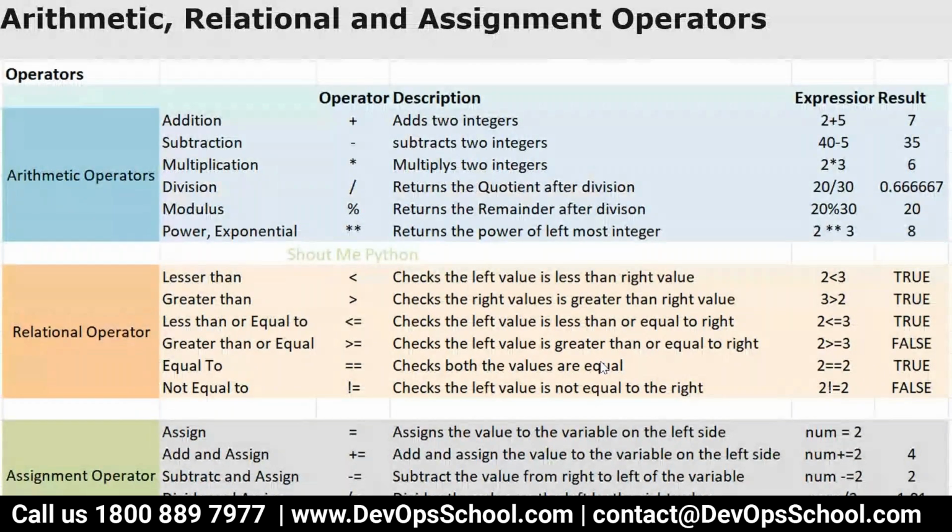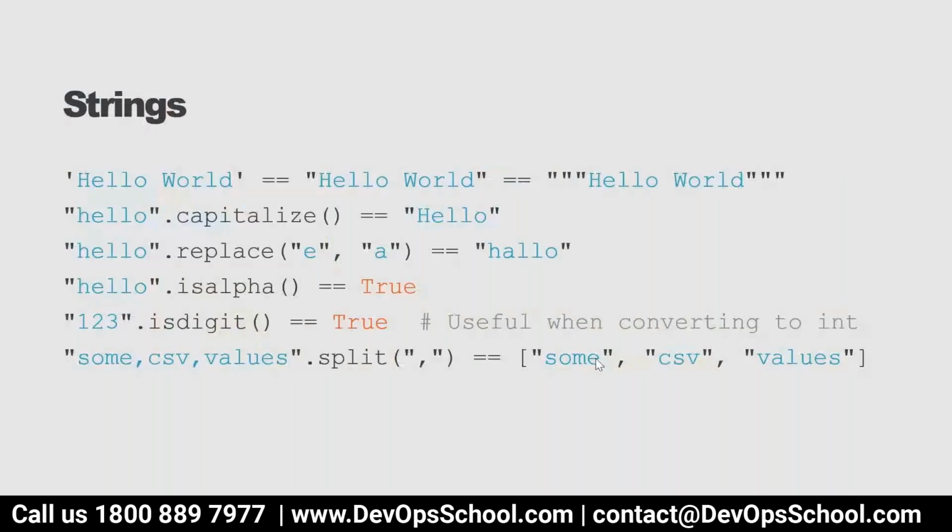Here in this slide we have arithmetic operators, relational operators, assignment operators. So how do we do that? Here if you see addition, how can we use it? 2 plus 5 results in 7. Subtraction is similar. I mean, it's not a great thing, you just get the format of it. Here you have different operators like addition, subtraction, multiplication, division, modulus, power, less than, greater than, less than or equal to, greater than or equal to, not equal to, assign, add and assign, and all stuff like that.